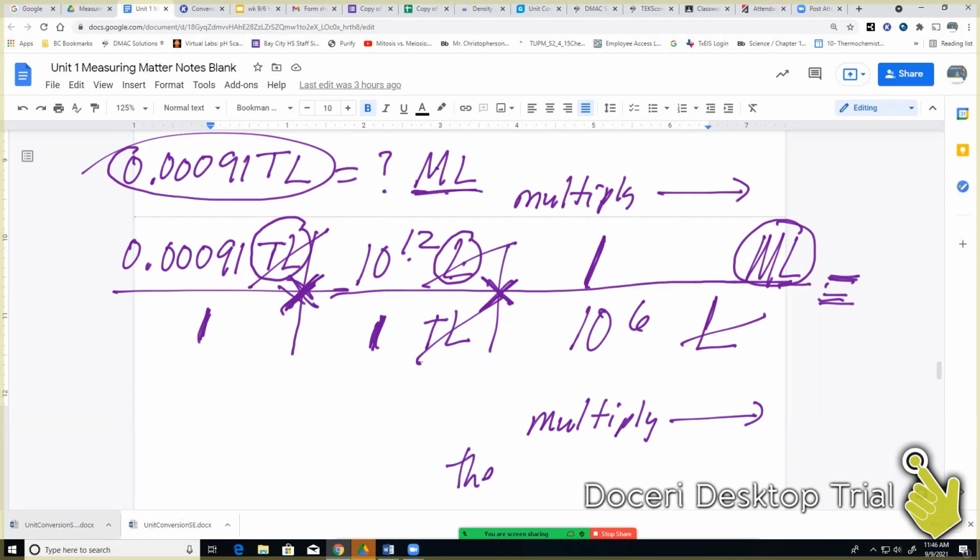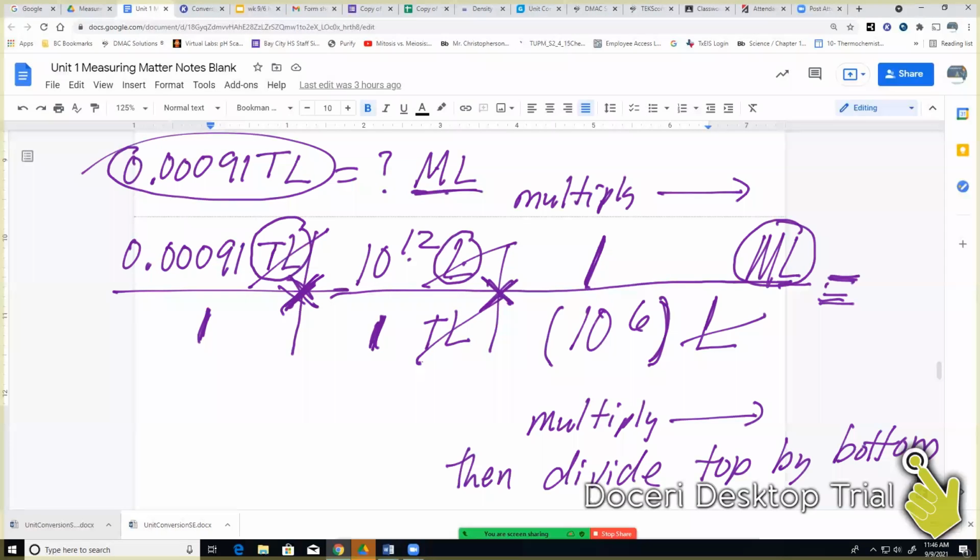And then you divide the top by your bottom. Now on those yellow calculators, if you have a number with an exponent on the bottom, you're going to need to put it in parentheses. If not, it does them out of order or something. So try this in your calculator. You're going to put 0.00091 times 10 to the 12th. You don't need to multiply it by 1. And I would get an answer.